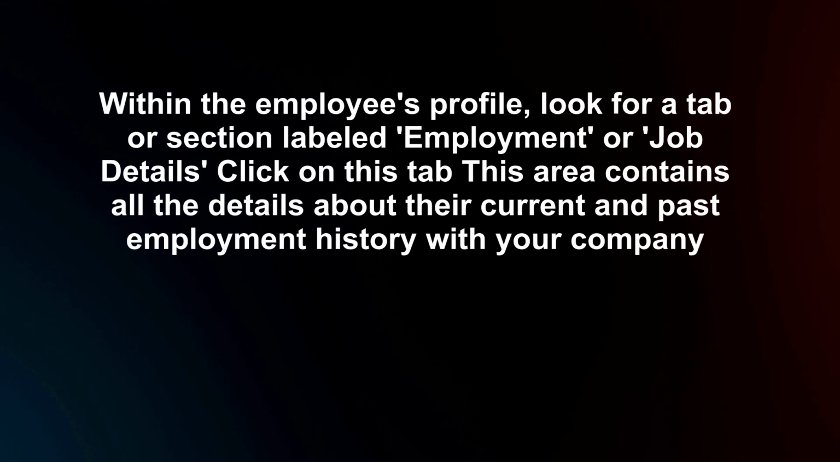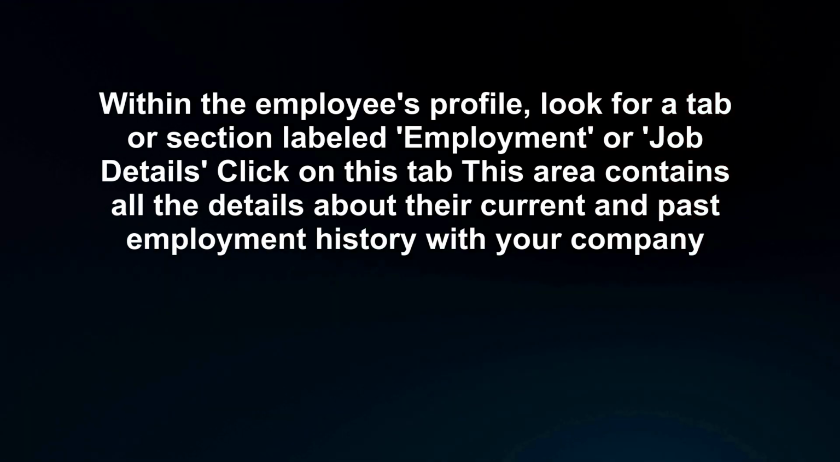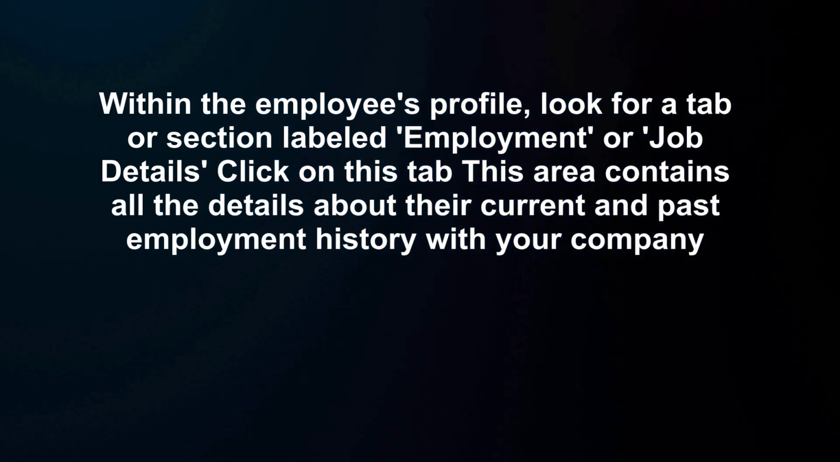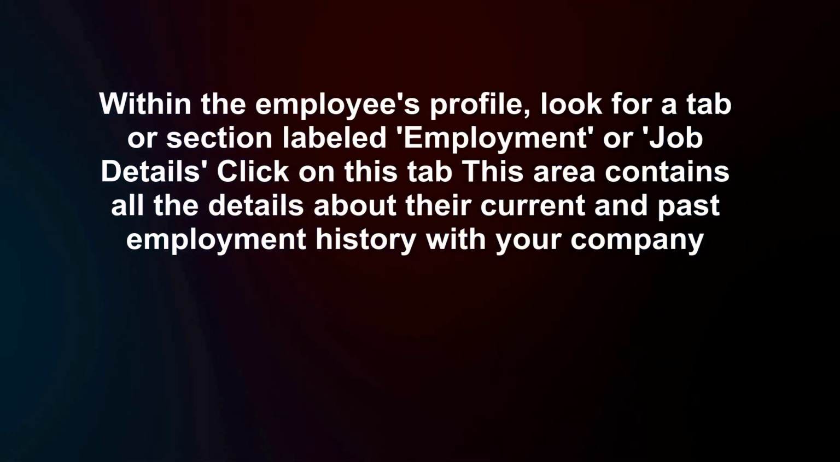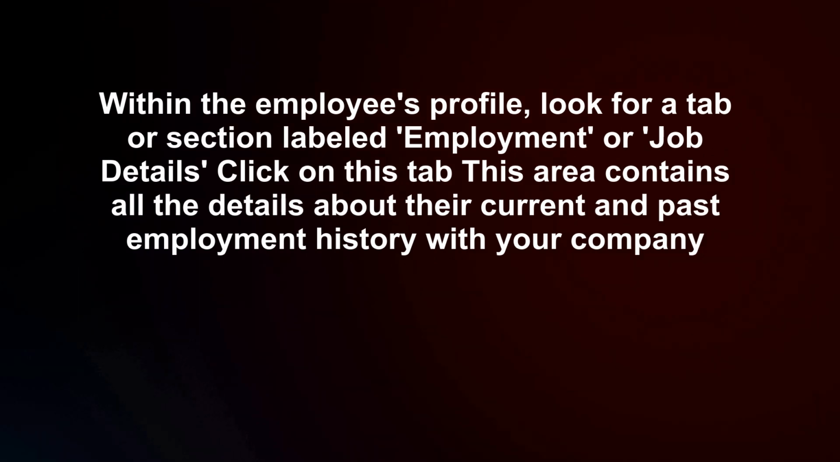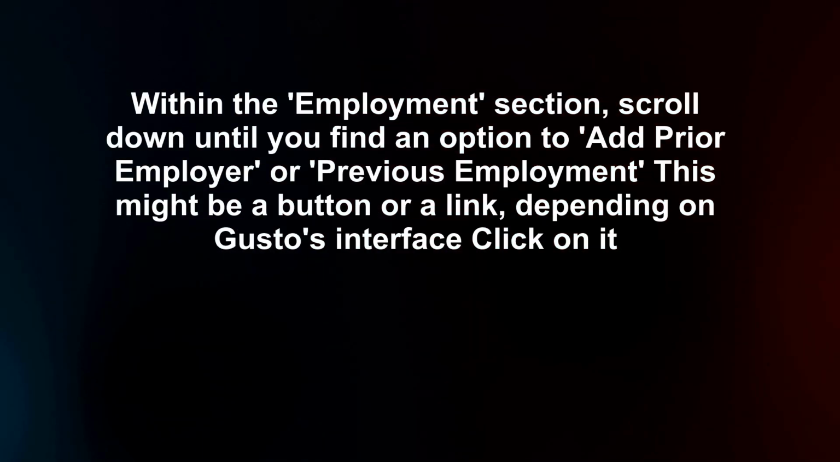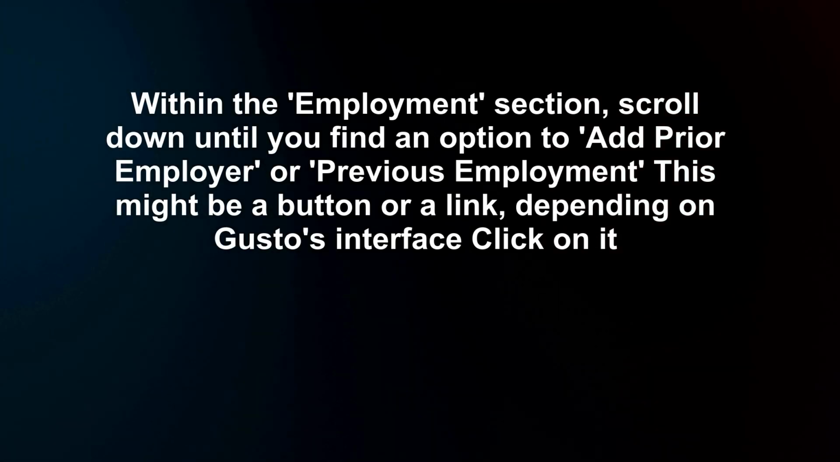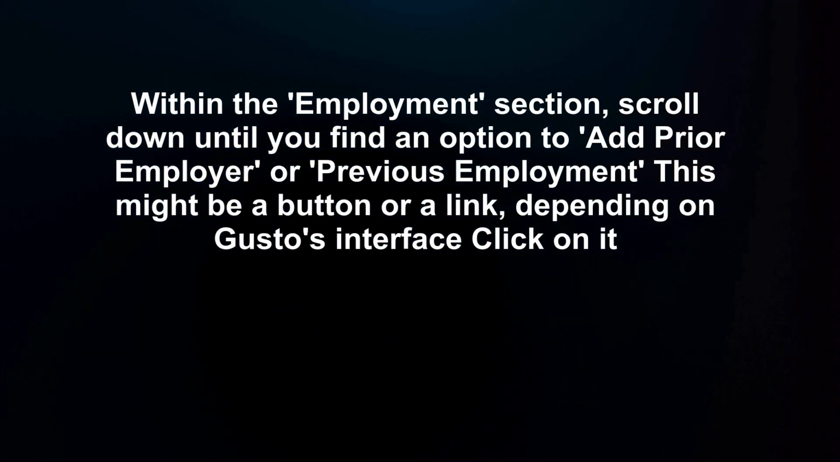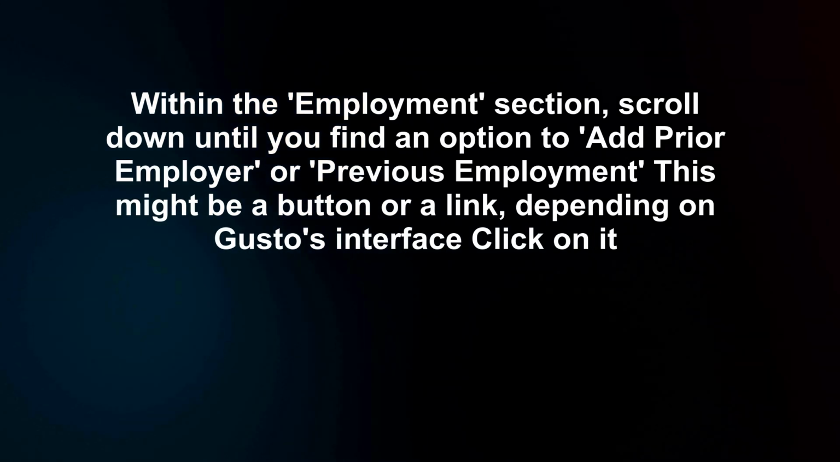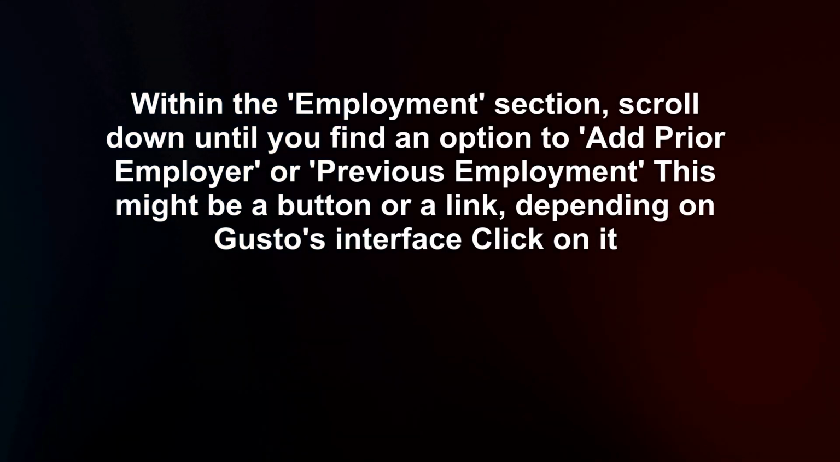Within the employee's profile, look for a tab or section labeled Employment or Job Details. Click on this tab. This area contains all the details about their current and past employment history with your company. Within the Employment section, scroll down until you find an option to add prior employer or previous employment. This might be a button or a link, depending on Gusto's interface.